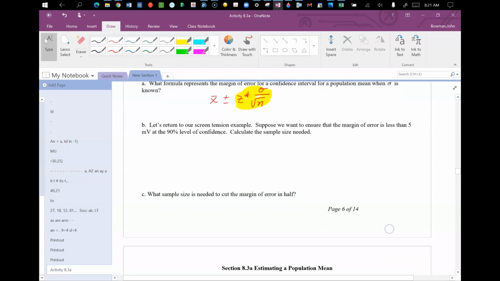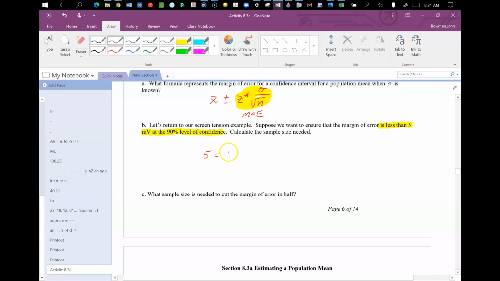So let's say we want to go back to the example we just did, and we want to ensure that the margin of error is less than 5 millivolts at the 90% level of confidence. So the way we would do that is the following. We would say the margin of error, I call it the MOE, is equal to 5, because that's what the problem says. We'll set it equal to 5.